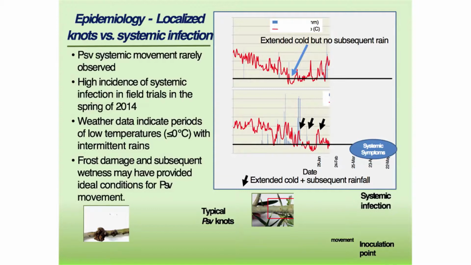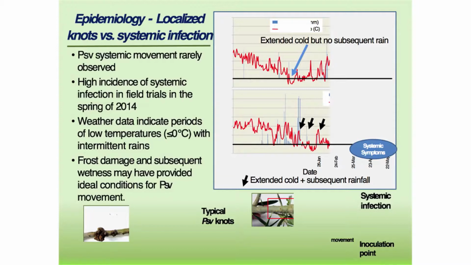So we made a correlation, basically, that when we see this temperature get down below 0 centigrade, freezing temperatures for extended periods, here and here, then subsequent rains follow that. These are the worst kinds of situations for olives, where you can get what we think are systemic infections occurring. Up here, we didn't see any of those systemic type symptoms.